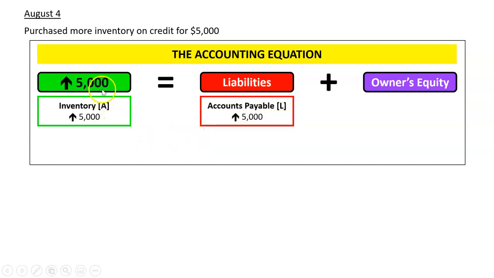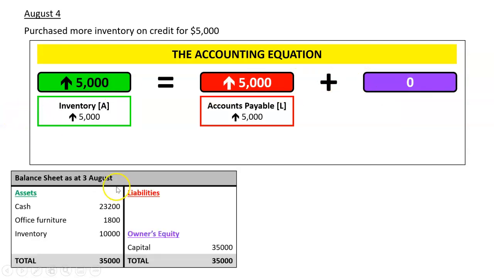Assets have gone up 5,000. Liabilities have gone up 5,000. And nothing's happened to owner's equity. Well, 5,000 plus 0 equals 5,000. So that balances. Got to update this balance sheet though. This is the one from the day before. Rules of double entry say not only does this have to balance for this transaction, but the balance sheet's got to balance after the transaction as well.